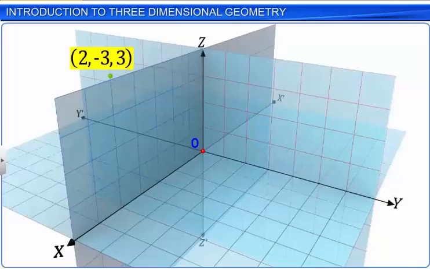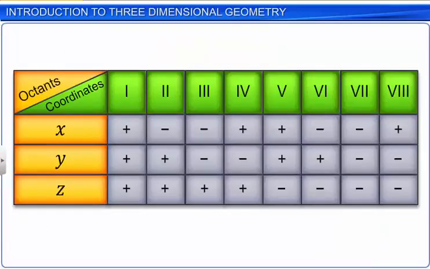The x-coordinate of the point is 2. So we measure 2 units along the x-axis and mark a point. The y-coordinate is -3. So from this point, we measure 3 units on the xy plane in the direction of OY' parallel to the y-axis. We mark a point there. For the z-coordinate, that is 3, we measure 3 units from the point perpendicular to the xy plane. We can notice that the point lies in the 4th octant. The table shown here gives the details of the octant according to the signs of the coordinates of a given point.